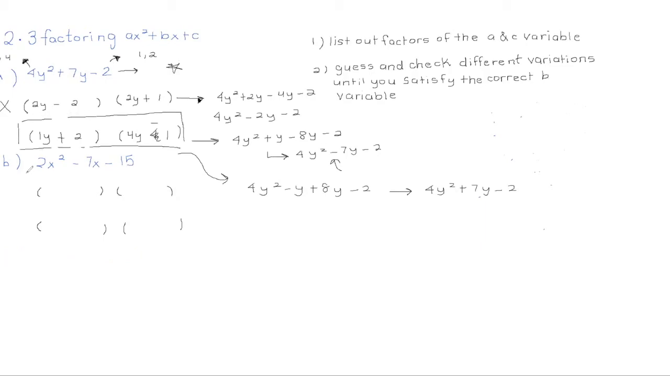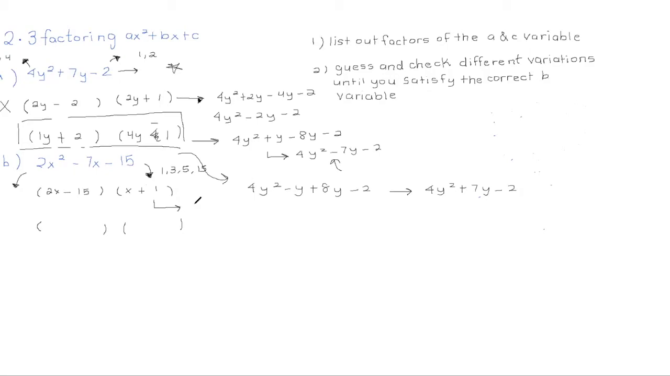For example B, we are going to use the same method. For the first step, we must first list out the factors of the a variable and c variable. So for 2, the factors are 1 and 2. And for 15, the factors are 1, 3, 5, and 15. Again, we will start off by using the factors of the a variable. So the factors of 2 are 1 and 2. Thus, we'll start off with 2x and x. For the next step, we're going to use the factors of the c variable. So for the first time, we're going to try 15 and 1.